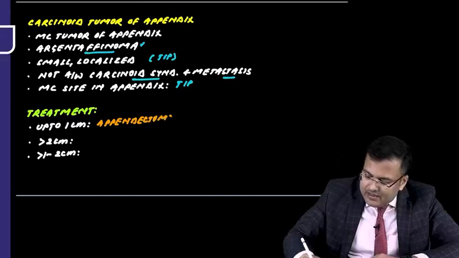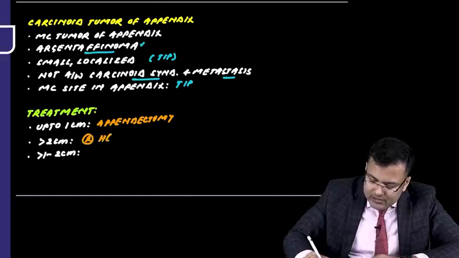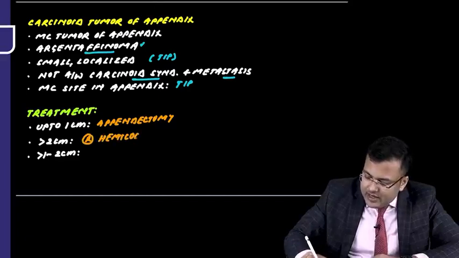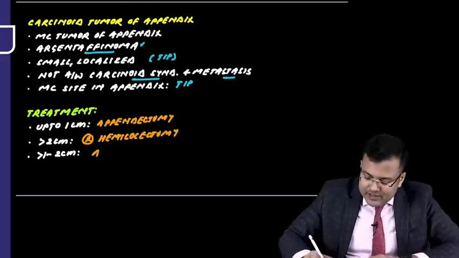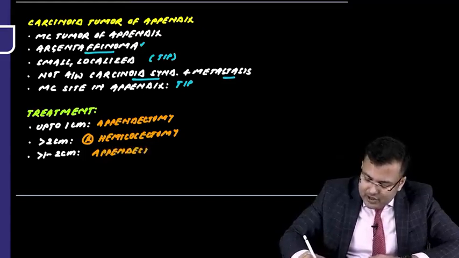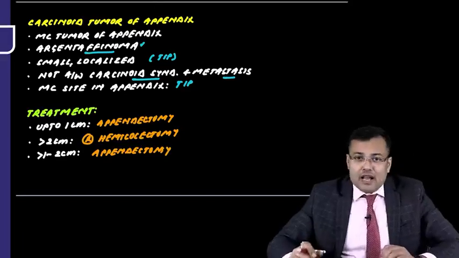Appendectomy. And whenever size is more than 2 centimeter, here we go for right hemicolectomy. Whenever the size is more than 1 to 2 centimeter, here in majority of cases we go for appendectomy. So in this situation, in majority of cases we go for appendectomy, but in some cases we go for right hemicolectomy also. See the indications.